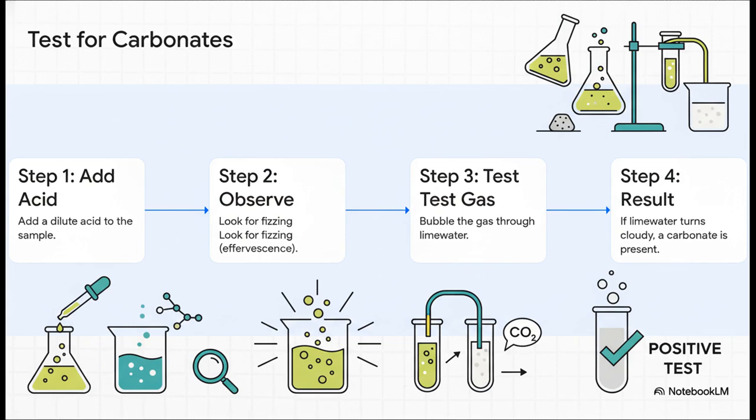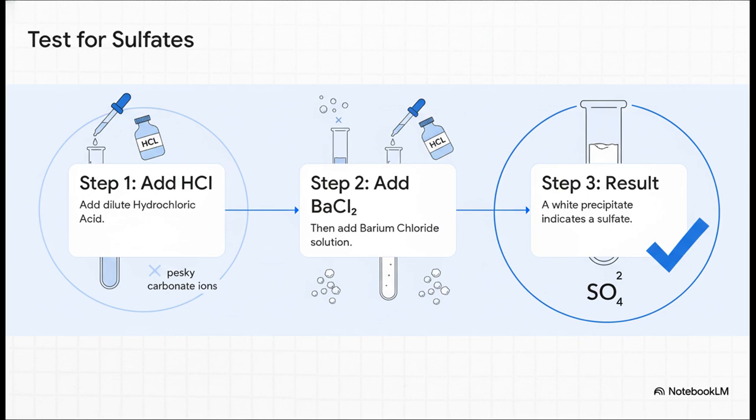Step 1, you add some dilute acid. If you see fizzing, that's a good sign. That fizzing or effervescence is a gas. To check what gas it is, you bubble it through lime water. And if that lime water turns cloudy like milky water, boom, you've just found a carbonate ion. Test complete.